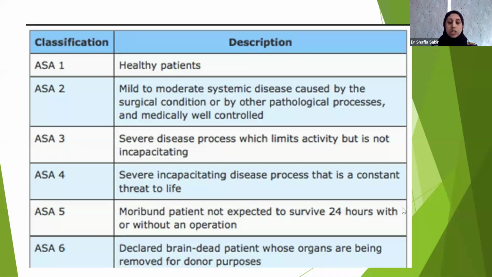An ASA 3 patient is someone, for example, who has uncontrolled diabetes, or the diabetes is not controlled too well. And with those patients, it depends on your sedationist, it depends on their experience, and it depends on other factors. So that just depends on the operator. ASA 4, 5, and 6 patients, you wouldn't see them in primary care. They're going to be more in a hospital setting, so you don't really need to worry about those.